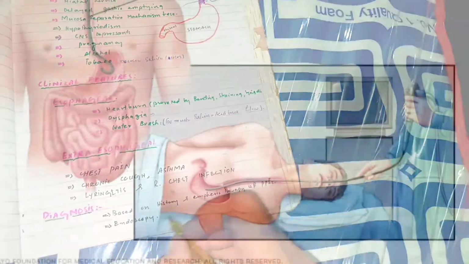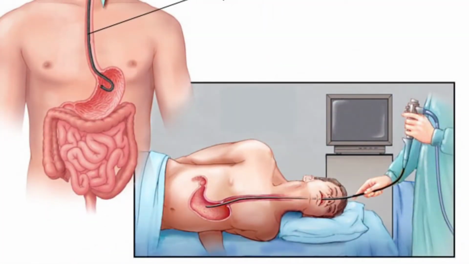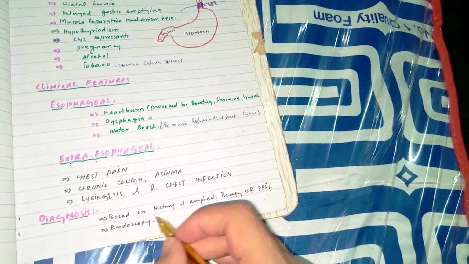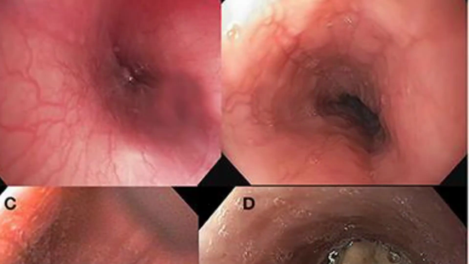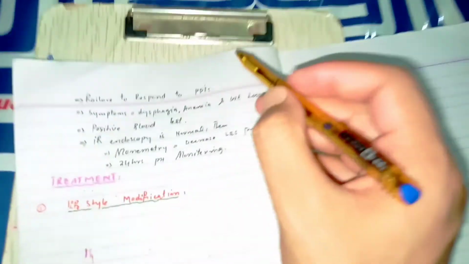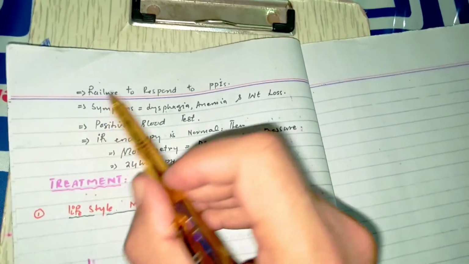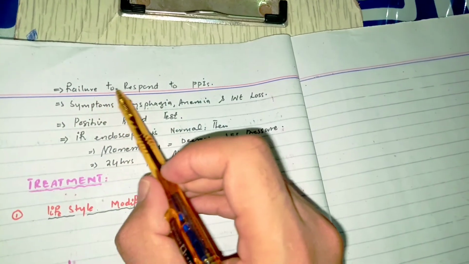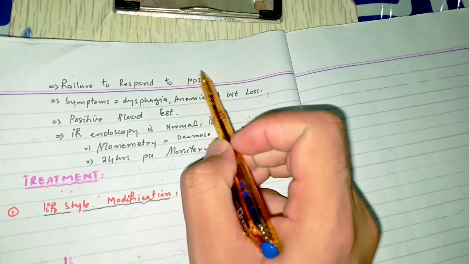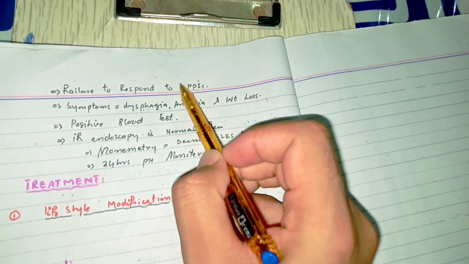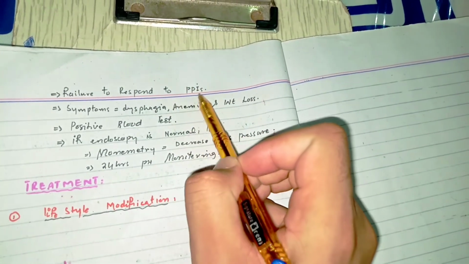In endoscopy, a small tube is inserted into the throat and into the esophagus, and there is a minute camera at the end of the tube, so the esophagus can be visualized and the inflammation of the esophagus can be seen. Endoscopy is to be done when there is failure to respond to PPI, when the person's response to PPI has failed.